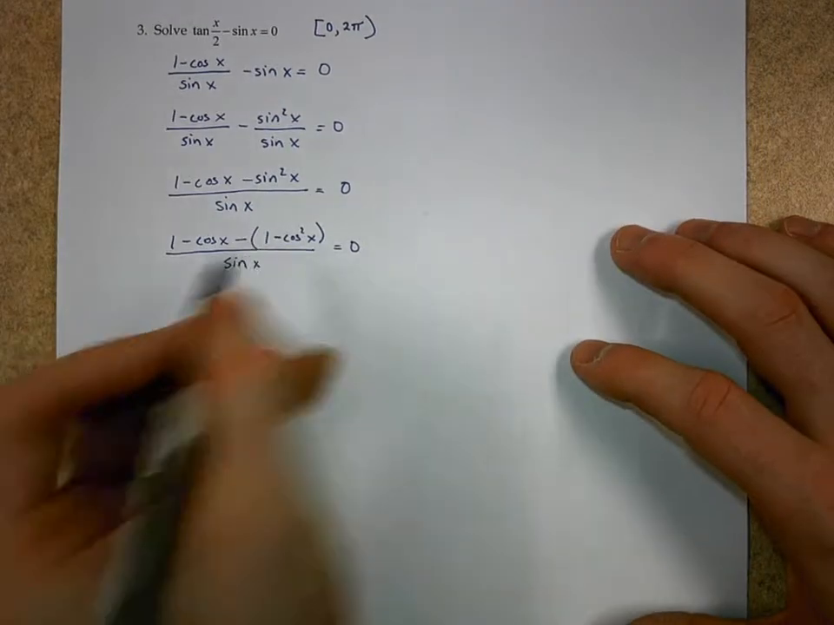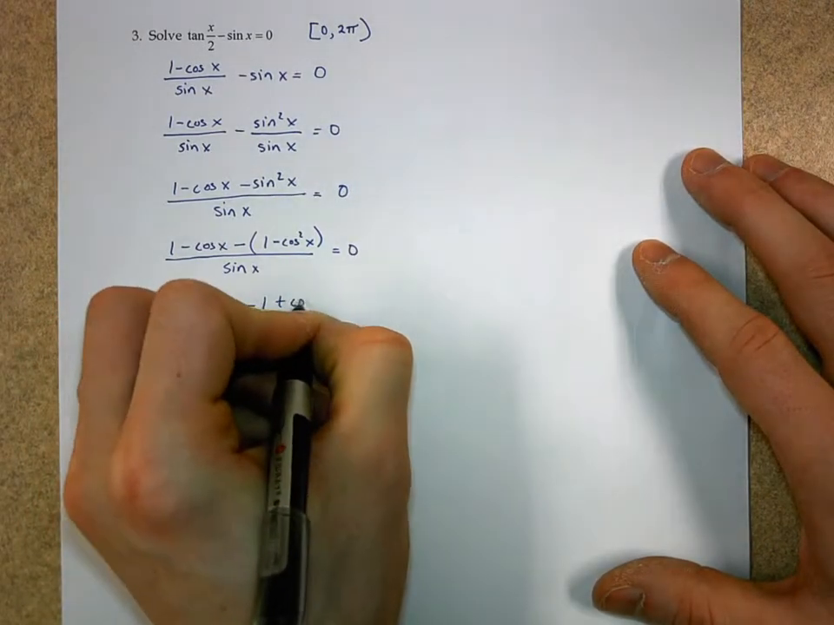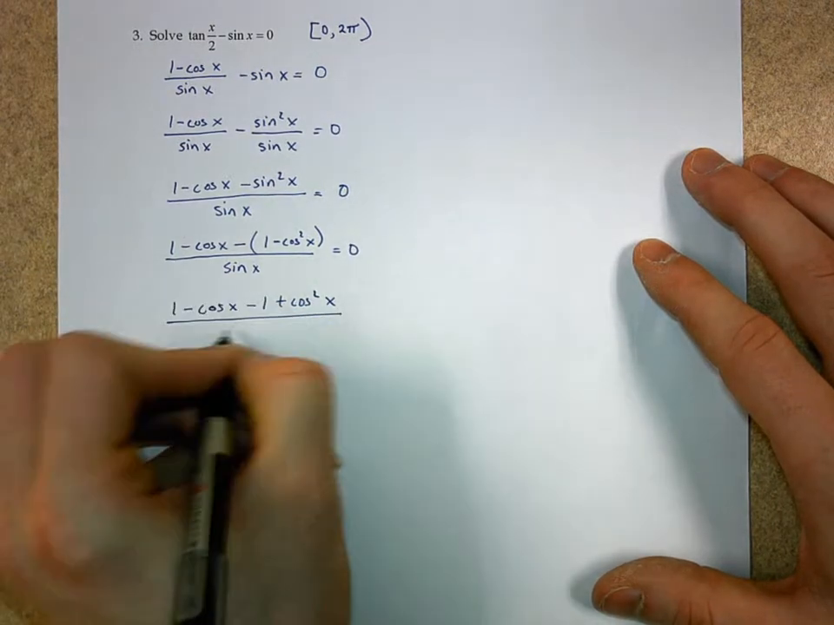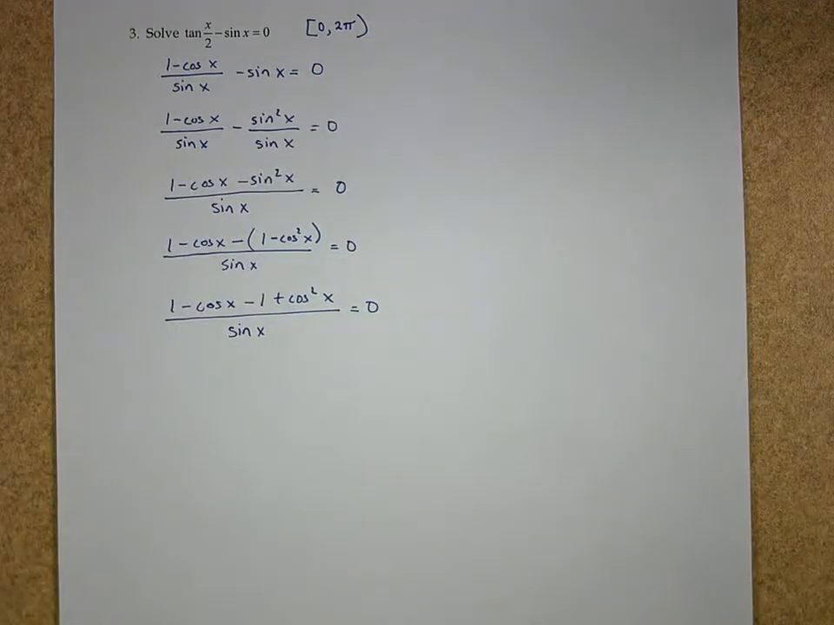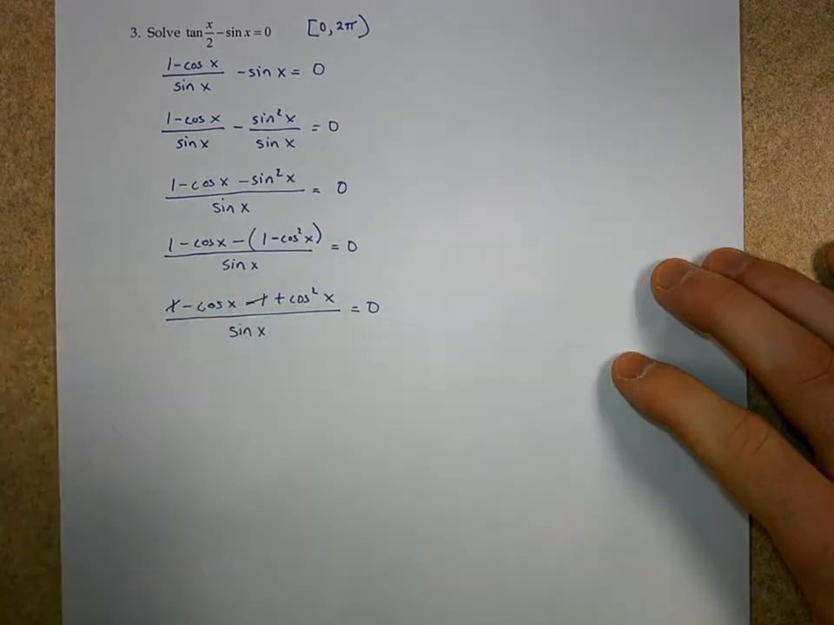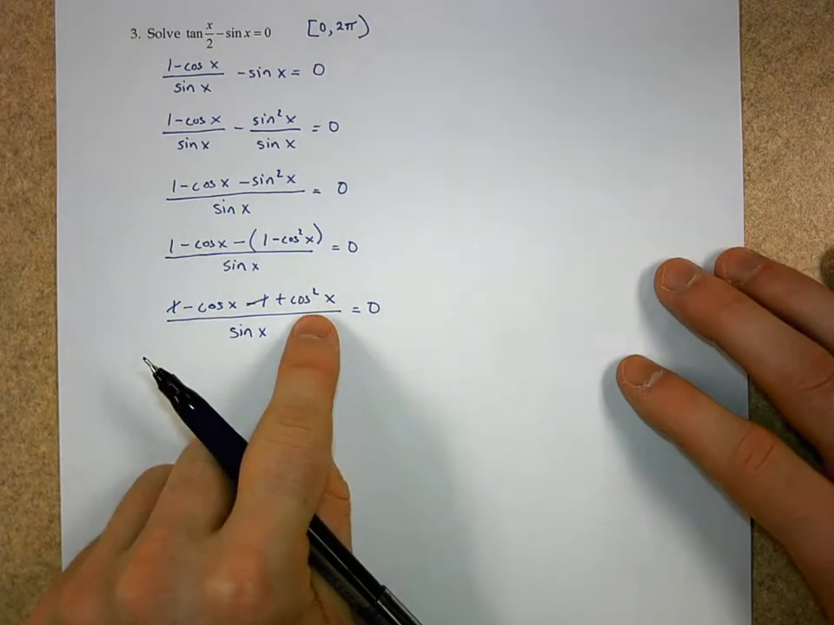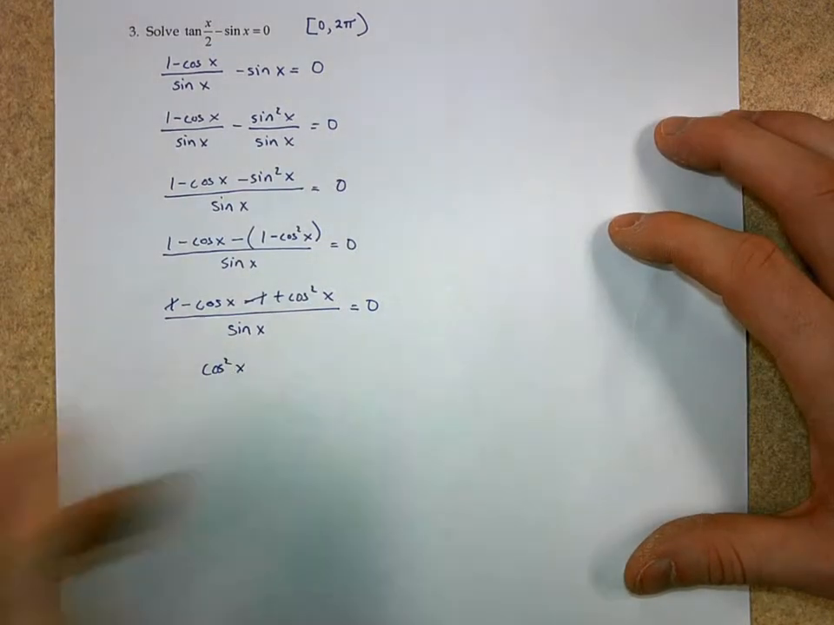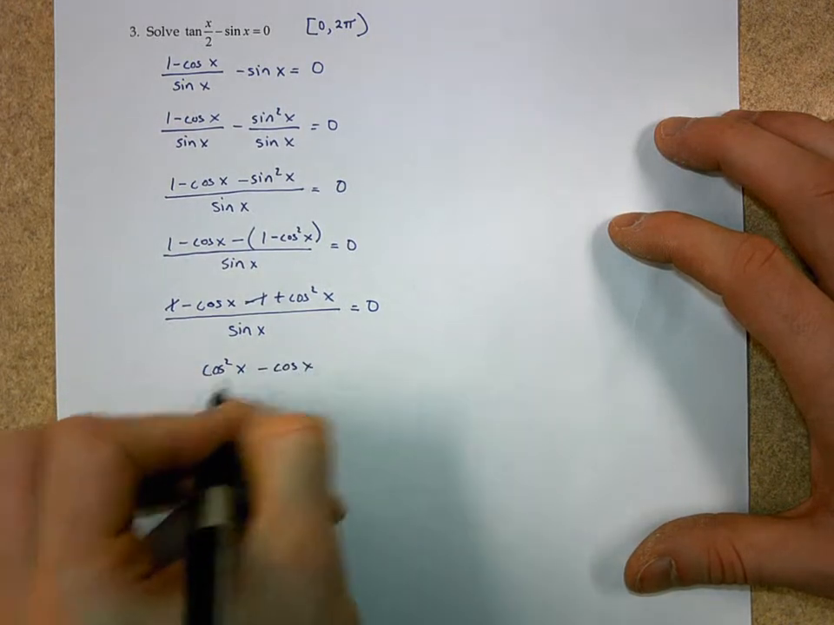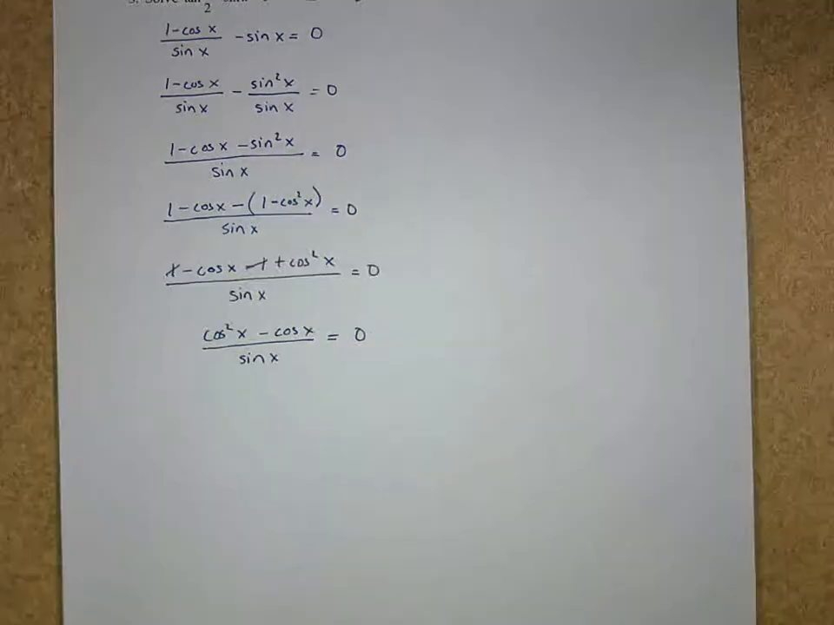We can then distribute this negative into the parentheses. 1 minus the cosine of x minus 1 plus cosine squared of x over the sine of x is equal to 0. And when I look at this, I can see some simplification that can occur. My 1's are going to cancel out. So here I'm left with minus cosine of x plus cosine squared of x. So I'm just going to rewrite this in terms of descending powers. Cosine squared of x minus cosine of x over the sine of x is equal to 0.